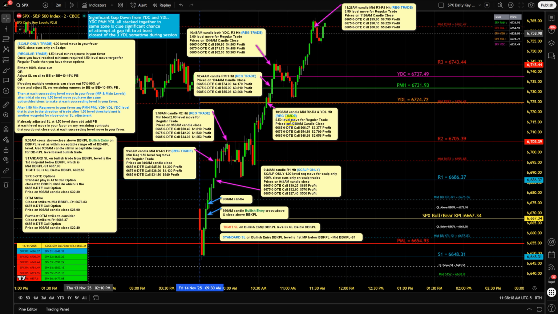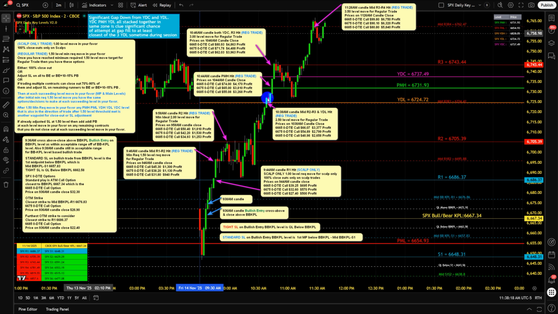And in this 2.5 level move, now for a regular trade, you have all the same decisions to make again. The price on this candle close for the 66.65 is now $66.07. That's $3,377 profit per option. The 66.75 call is $54.89, that's $2,799 profit per option. This furthest out of the money 66.85 0DTE call is $48.98, that's $2,658 profit per option.